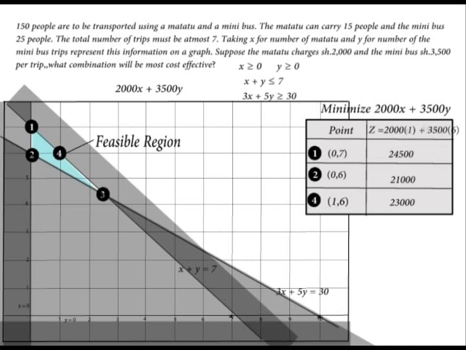Looking at all the corners, the most cost-effective approach will be at point 2, and that will cost 21,000 shillings.